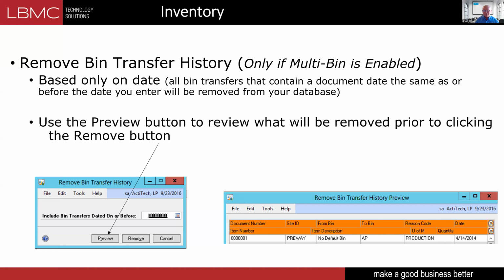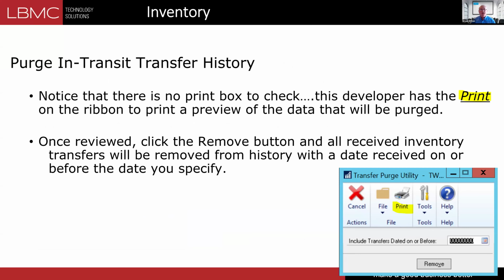So that's kind of handy if you use the multi-bin functionality. And then the last thing, well, second to last thing, I think for inventory is to purge the in-transit transfer. If you use the Dynamics GP functionality of moving things from one physical location to another, site to site, not bin to bin, Dynamics GP added a number of versions ago the ability to track those inter-site transfers. This will remove that inter-site transfer history.